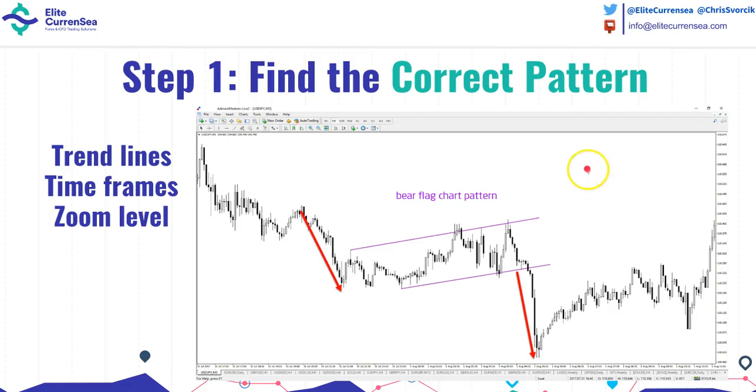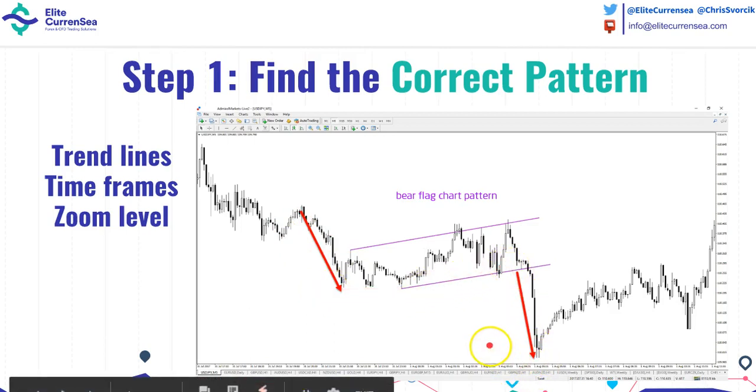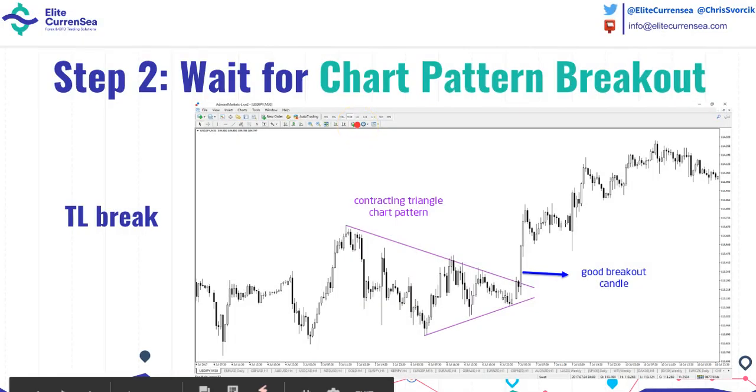That's a good time frame. This is a perfect time frame for a 5-minute bear flag. Nothing wrong with it. Momentum before it, bear flag, momentum after it. So this is the correct time frame. Then we're waiting for the chart pattern breakout.